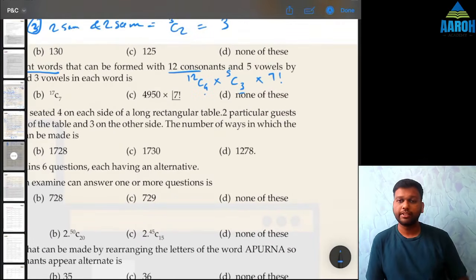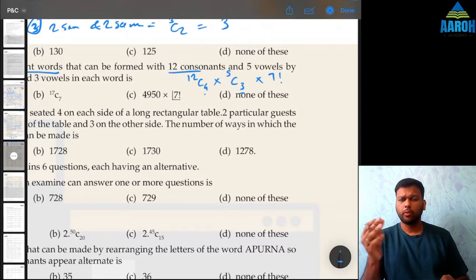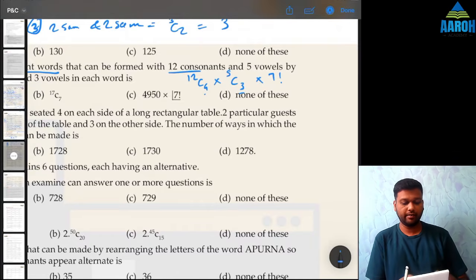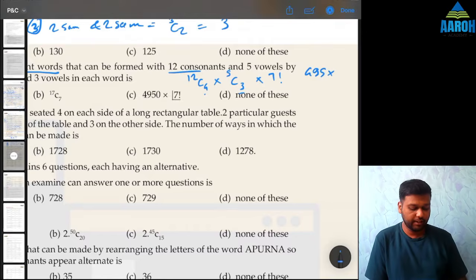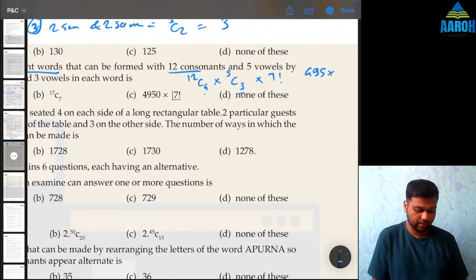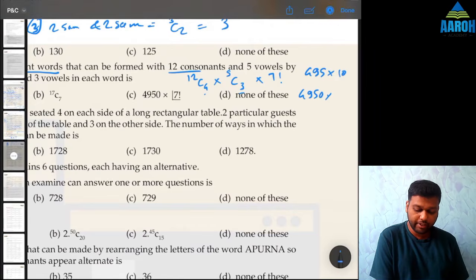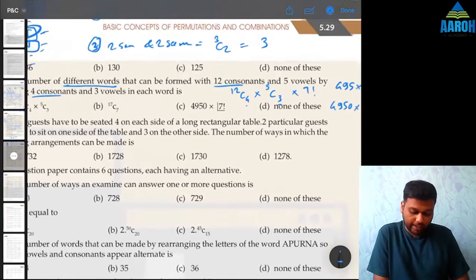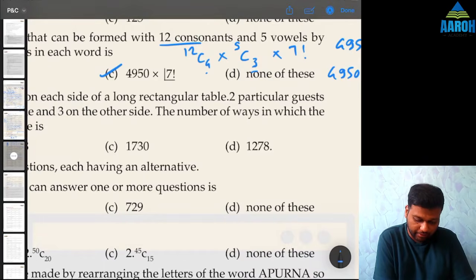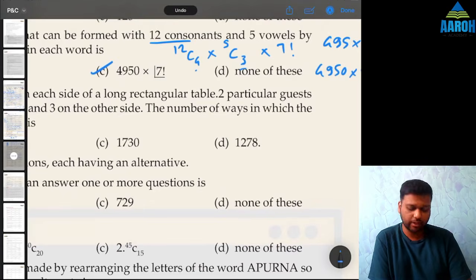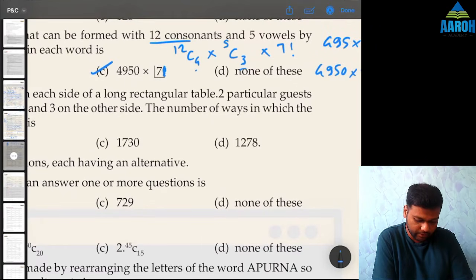So let's see what is 12C4. How to calculate 12C4? 12, 11, 10 and 9. 4 numbers. 12, 11, 10, 9. And divided by 4 factorial, that is 24. So that is 495. Into 5C3, what is that? 5 into 4 by 2, that is, 10. So 4950 into 7 factorial. So actually the answer is none of these, but you can take C because they have made a printing mistake. They have written double factorial here. Ignore it. Assume that they just wanted to say this.